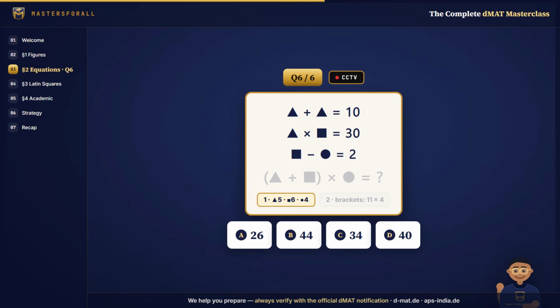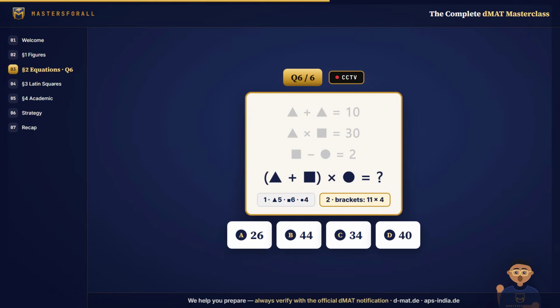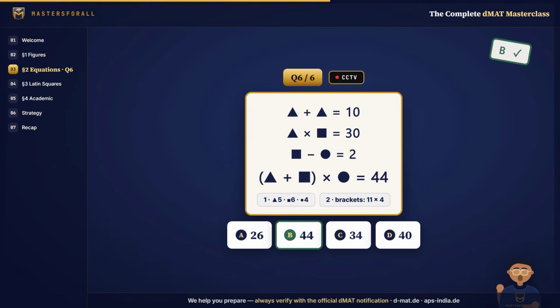Two triangles make 10. Triangle is 5. Triangle times square is 30. Square is 6. Square minus circle is 2. Circle is 4. Now the brackets. 5 plus 6 is 11. Times 4, 44. The answer is B.